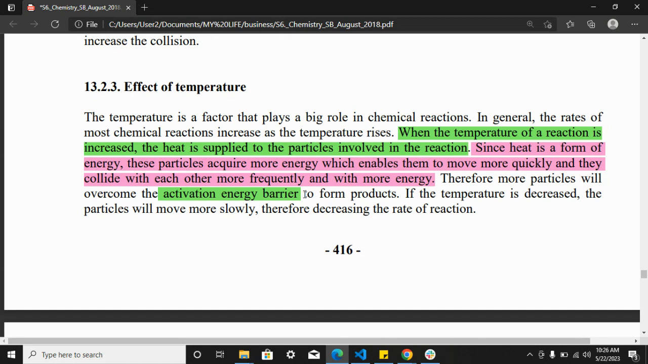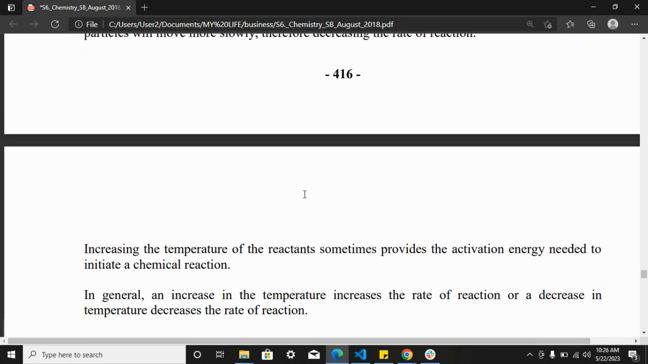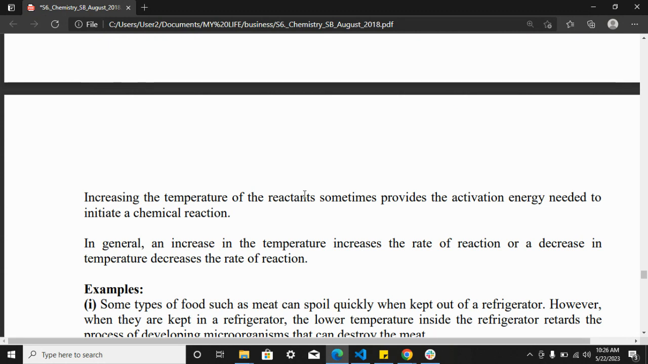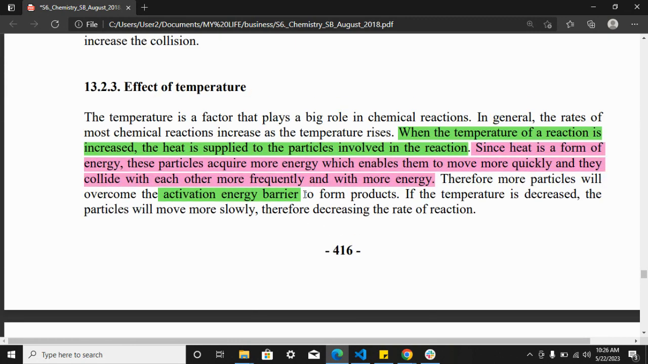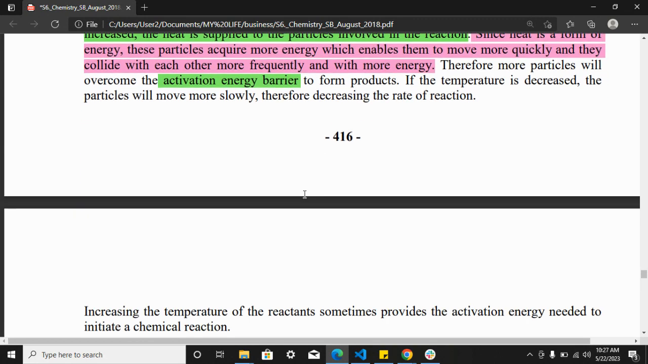So if the temperature is decreased, the particles will move more slowly. When we lower the temperature, the particles move slowly, so the rate of reaction decreases, since the rate of meeting is lower. So temperature is directly proportional to the rate of reaction. Increasing the temperature implies increasing the rate of reaction, and decreasing it decreases the rate of reaction. So I think we have understood collision, because we will meet it a lot.